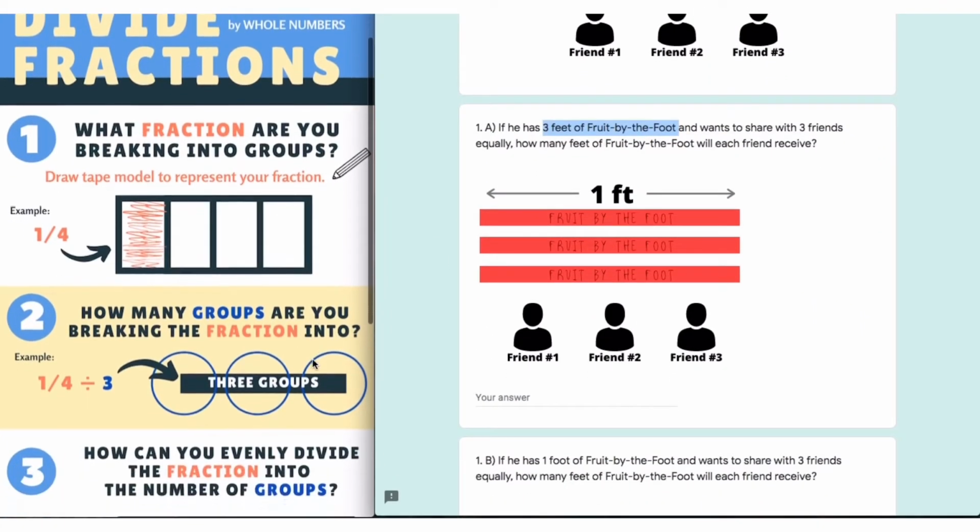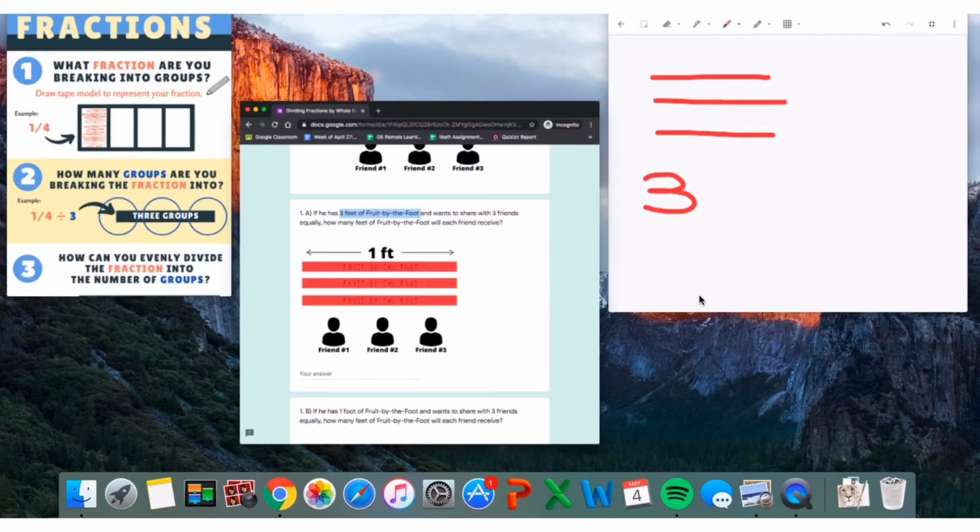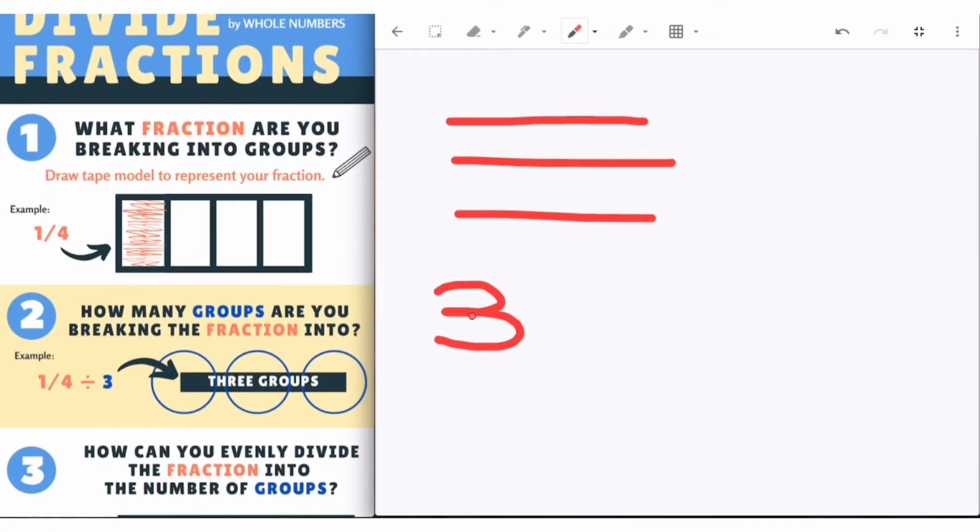Number 2 says how many groups are we breaking the fraction, or in our case, the number into? If he has 3 feet and is sharing with 3 friends, that means he's breaking up the fruit by the foot into 3 groups. So 1, 2, 3 friends. I'm going to update my problem based on this. So if I have this number 3 that I'm dividing into 3 groups, I have 3 divided by 3.